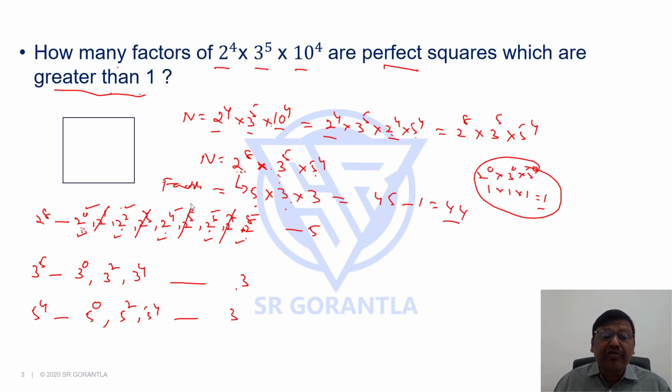So the answer is the number of factors which are perfect squares is going to be 44.